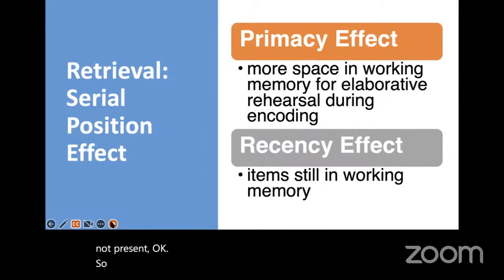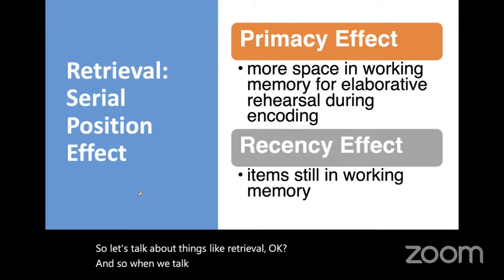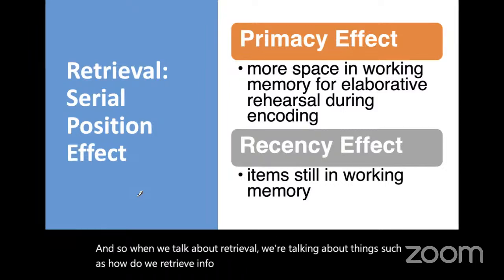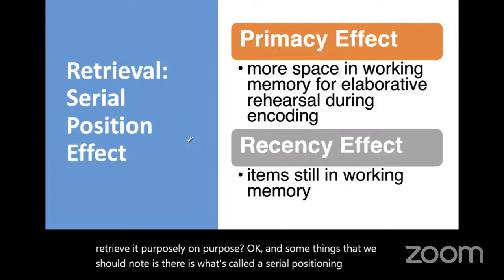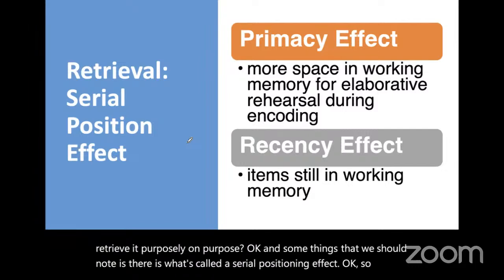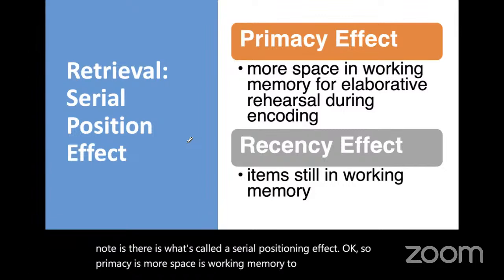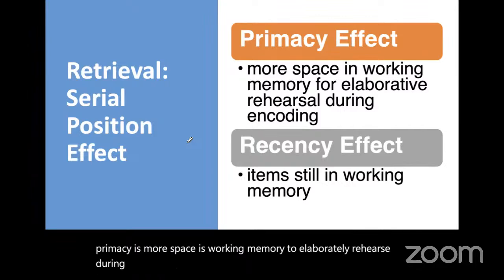So let's talk about things like retrieval, okay? And so when we talk about retrieval, we're talking about things such as how do we retrieve information? And this first one is how do we retrieve it purposely, on purpose, okay? And some things that we should note is there is what's called a serial positioning effect, okay? So primacy is more space in working memory to elaborately rehearse during encoding. That's primacy. And recency effect is items still in working memory, okay?